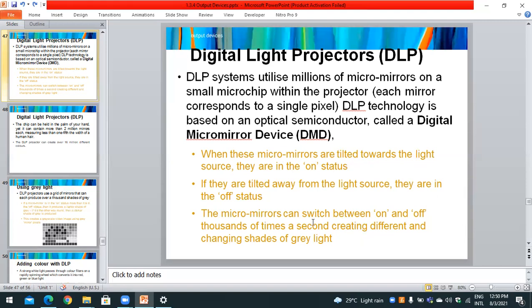Now if they tilted away from the light source, which is coming from a backlighting technology through any lens, they are in off state. So these two things we have to keep in mind. There is an on and off, but it's not that every mirror is off or every mirror is on.